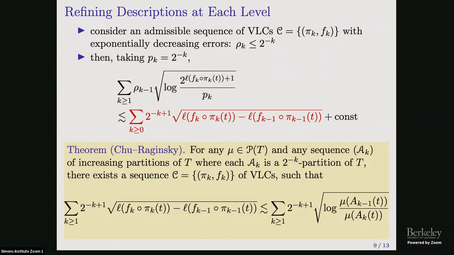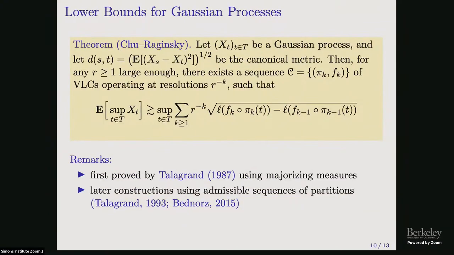But the interesting thing is this lower bound. It's the lower bound for Gaussian processes that was proved by Talagrand in 1987 using majorizing measures, and like I said, he found partition-based techniques. So can we have a coding interpretation for that? It turns out that we can, and it looks like this. Now this is a Gaussian process, zero mean. And my metric, and this is important, this metric has to be the covariance metric.